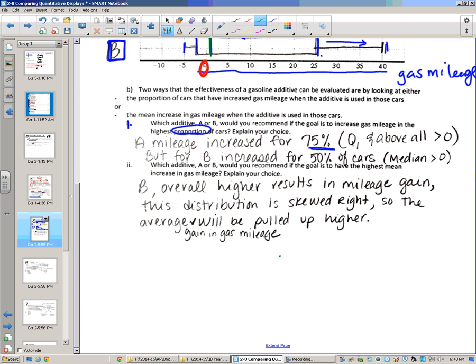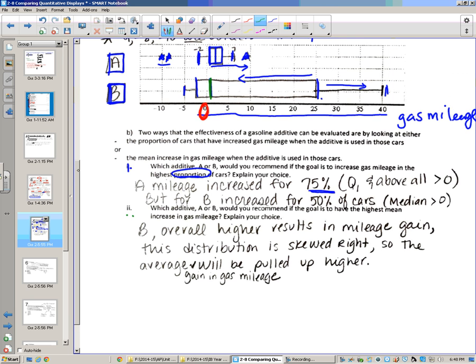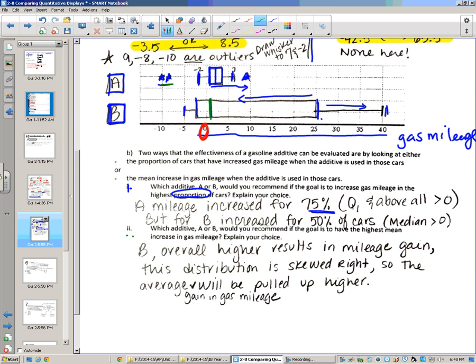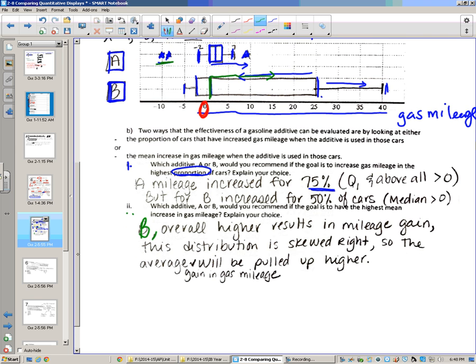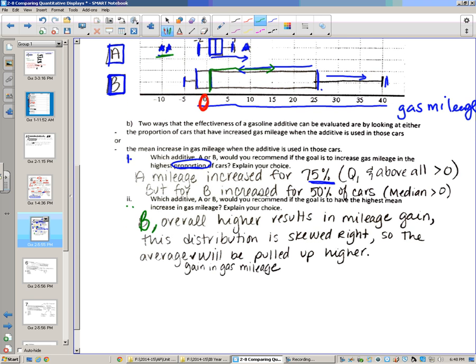Part II here is saying, which additive, A or B, would you recommend if the goal is to have the highest mean? Well, then I'm thinking about the shape, and remember, outliers will pull in that direction, so you're getting pulled down a little bit, and half your data is above this point. So in this case, I said B would be better, because it's going to be pulled up. More than half the data is above 0.